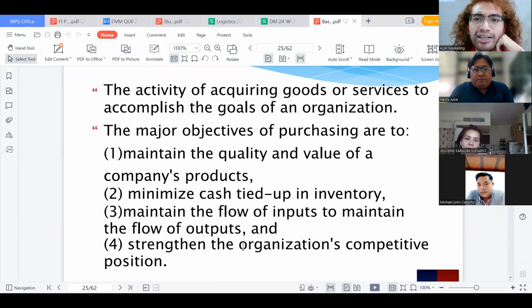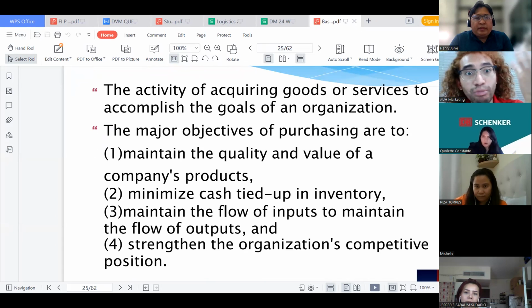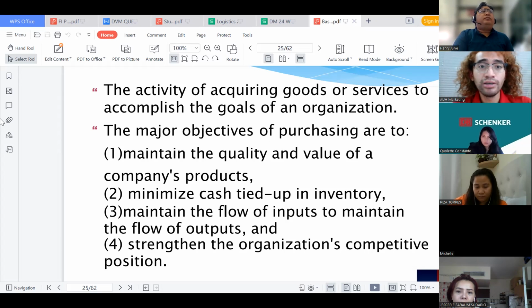Competitive position. Yeah, that's true. Maintain quality and value of the company's products. Of course, when we purchase something, we want the product that we produce to have good quality. That will make us get more repeat customers or a longer contract with them, because we create contracts business to business.